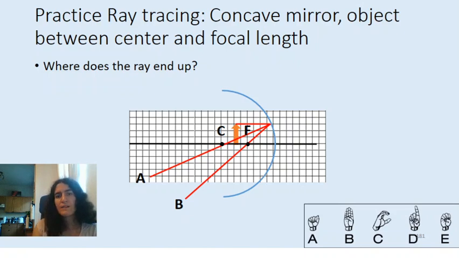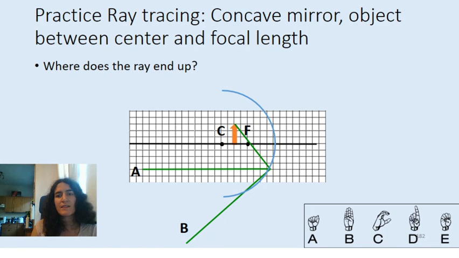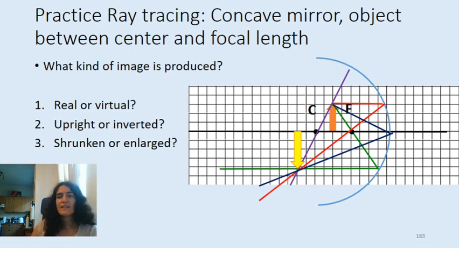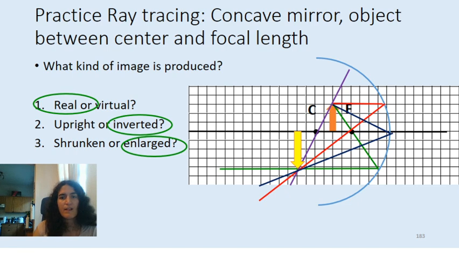I would expect a light beam that comes off parallel to bounce through the focal point. I would expect a light beam that goes through the focal point to bounce off parallel. And this is what it would look like if you drew all four light beams. They would all intersect at the same point. So what kind of image is created here? This is a real image, inverted and enlarged, right?